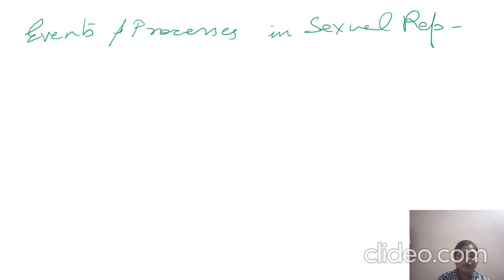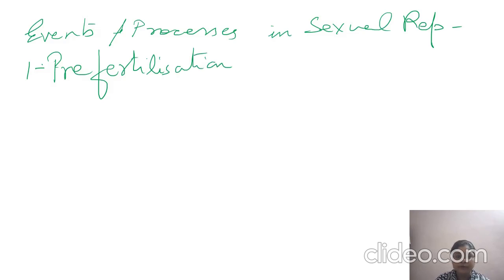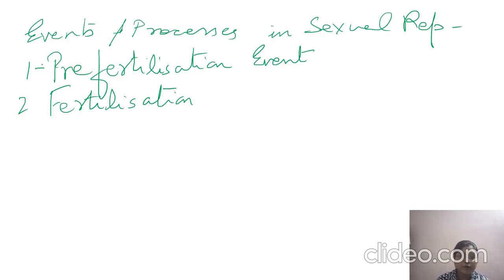So the first event of sexual reproduction is what? It's the formation of gametes, isn't it? That is, it involves gametogenesis and gamete transfer. We call it the pre-fertilization event. We can divide it into the pre-fertilization event, then fertilization, and then the post-fertilization event.